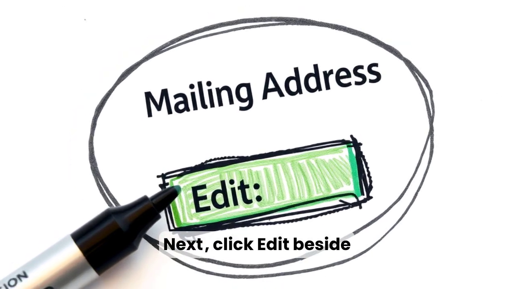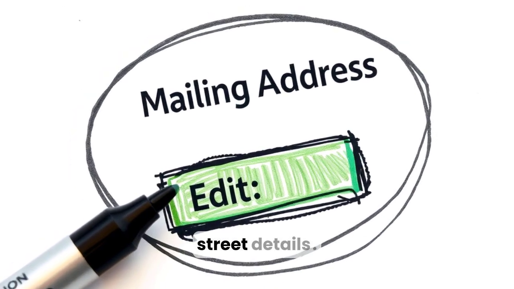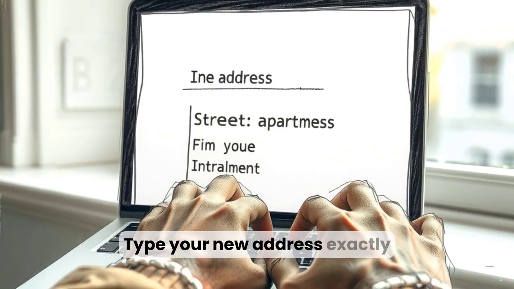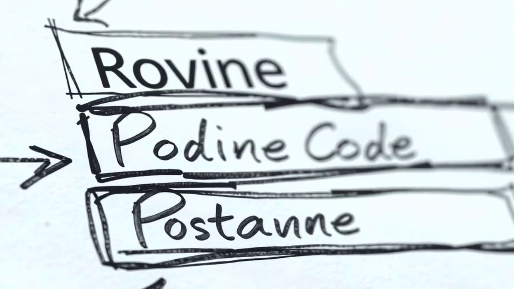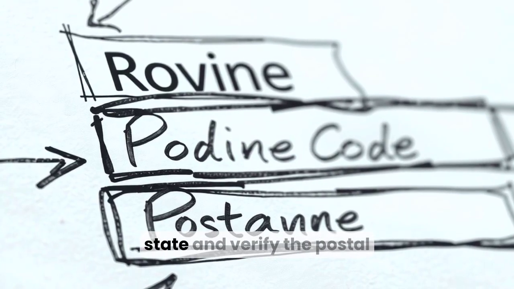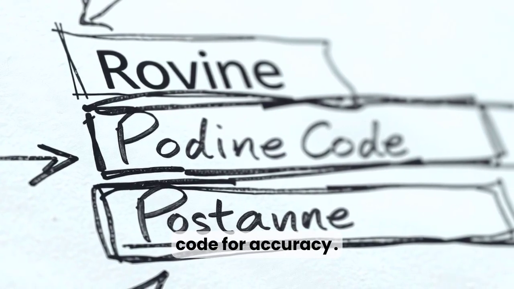Next, click Edit beside mailing address to update your street details. Type your new address exactly as your mail arrives, including apartment numbers. Select the correct province or state and verify the postal code for accuracy.